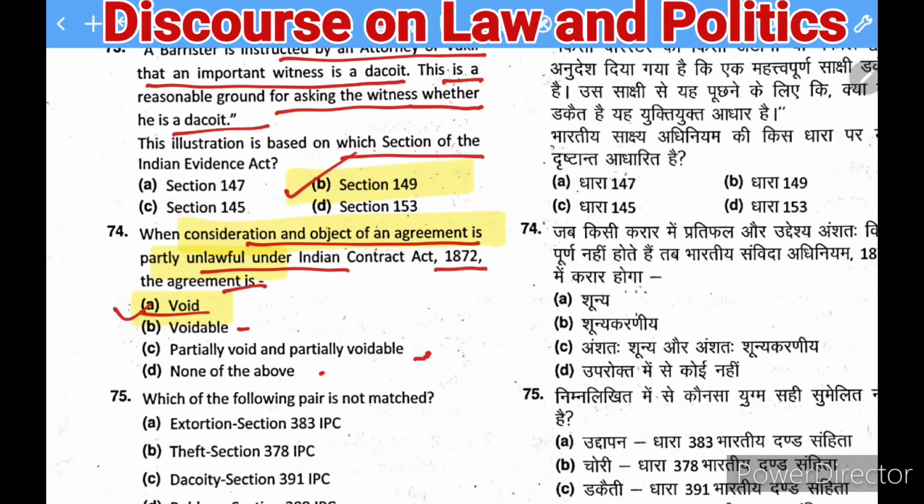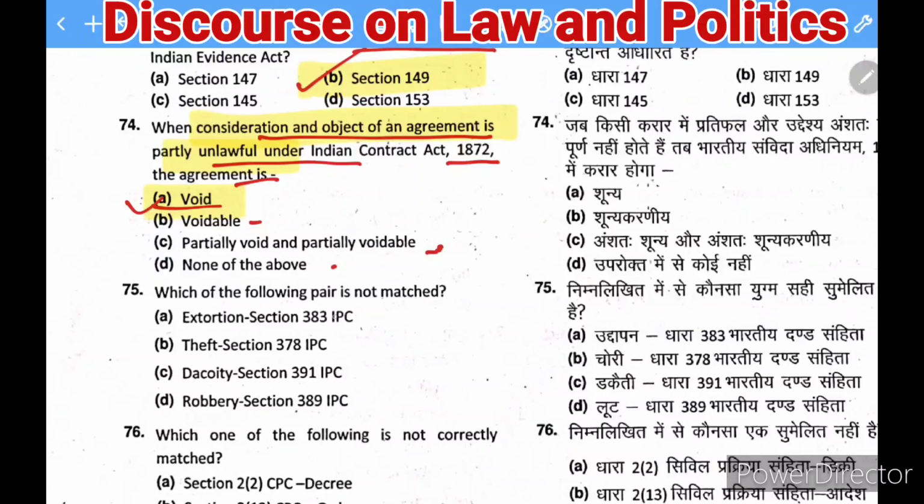Okay, next is, which of the following pair is not matched? Now we have to see which is not correctly matched here. So let's start one by one. Extortion is in section 383 of the IPC, yes, it is correctly matched. Theft is in section 378 of the IPC, yes, it is correctly matched. Dacoity, which is given in section 391 of the IPC, yes, it is correctly matched.